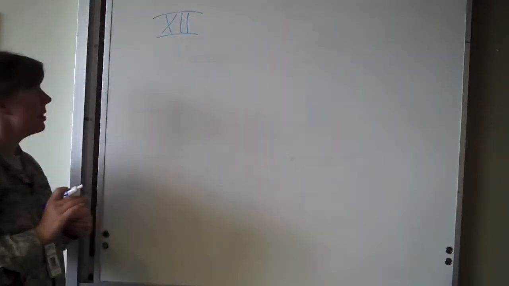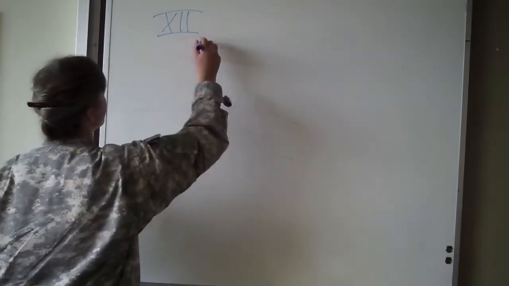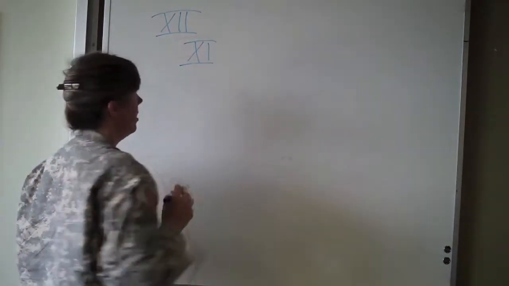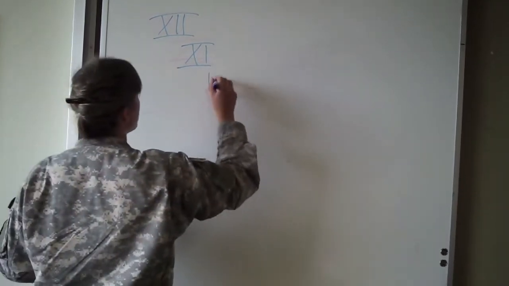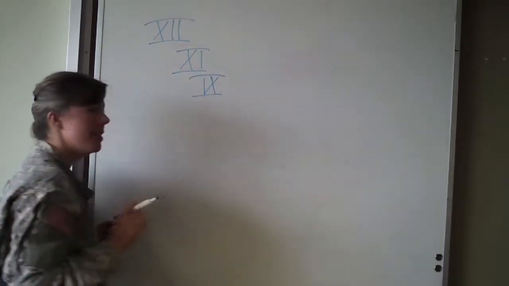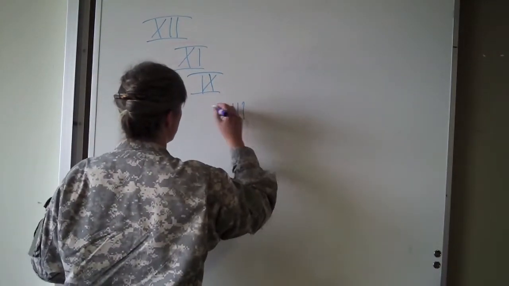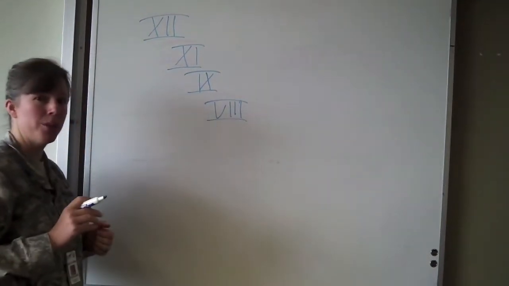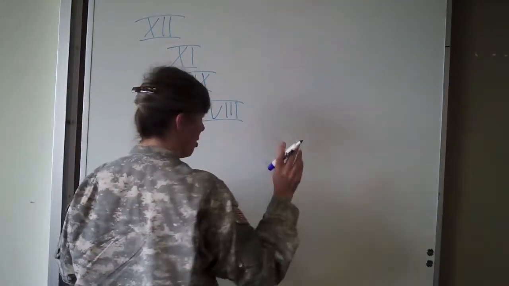12 ends in the letter E. Our next number is going to be 11. 11 ends in the letter N. Our next number is 9. 9 ends in the letter E. Our next number is 8. 8 ends in the letter T. Our next number is 10.